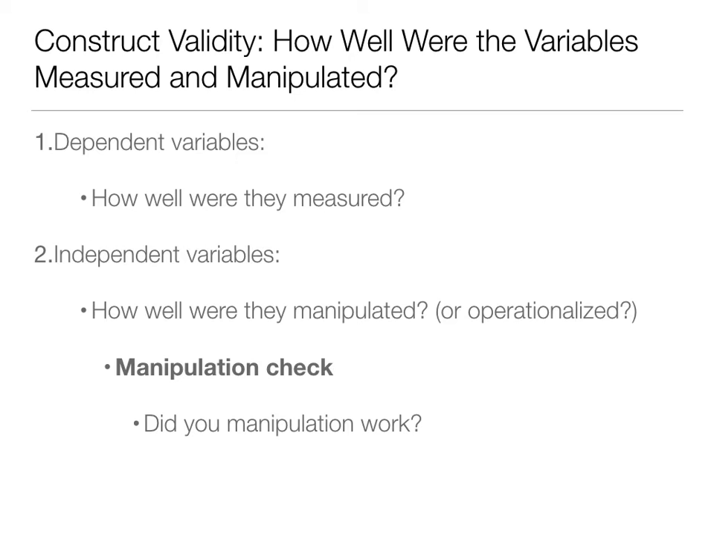Did you see this? Because if you didn't see it, then our manipulation didn't work. But did you see it? Did you see this altruistic act? Did that change your behavior? What did you think about that altruistic act? That would be an example of a manipulation check. So it's, again, something that's allowing us to check and see if we manipulated what we thought we manipulated.